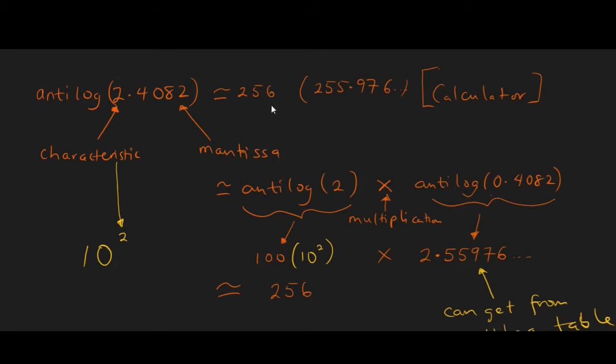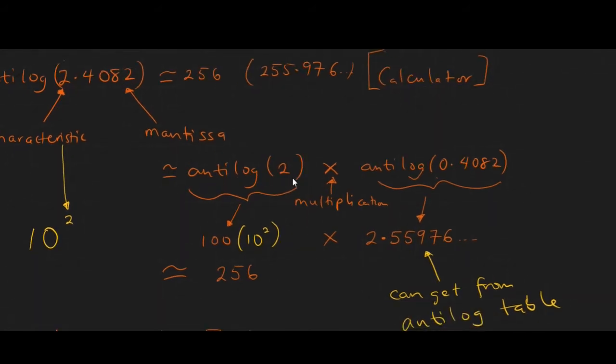Quickly, we will just use the calculator to find what the answer would be. So finding the antilog of the number 2.4082 gives us approximately 256. Again, let's remember that the 2 represents the characteristic or the power of the number 10, and the decimal part, 0.4082, is the mantissa. So in principle, the antilog of the number 2.4082 is the antilog of the number 2 times the antilog of the number 0.4082.